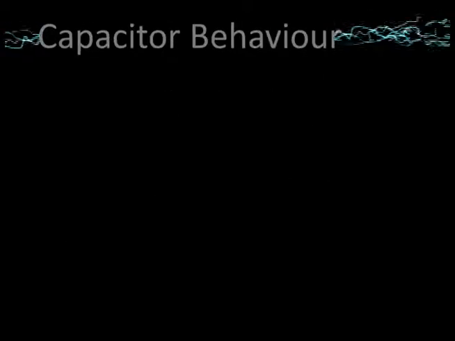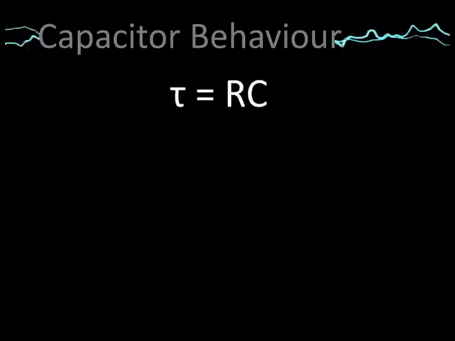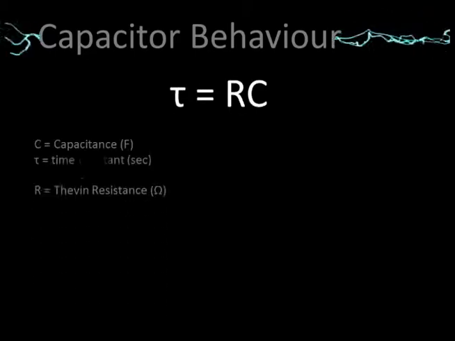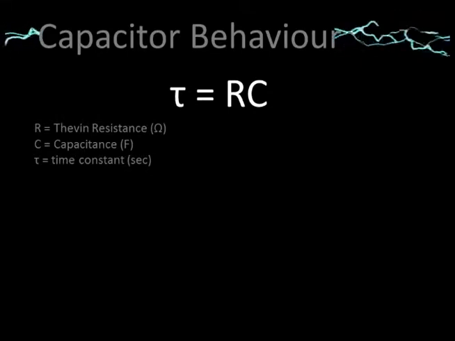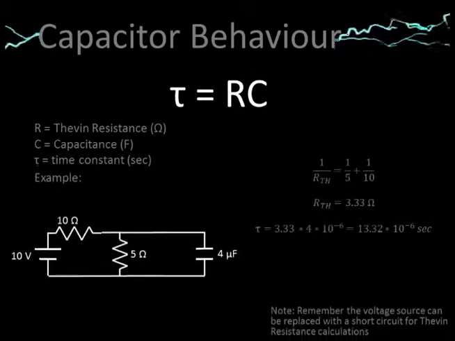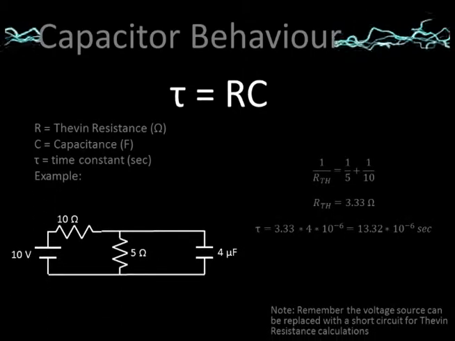To analyse the capacitor's behaviour in circuits, first you need to know about the time constant. Represented here by tau, it is equal to R times C, where R has to be the Thevenin resistance of the circuit and C is the capacitance. An example is given here if you wish to pause the video and work your way through it.